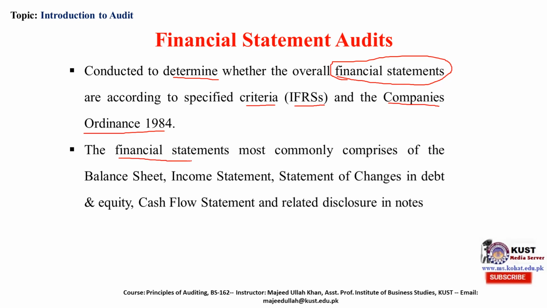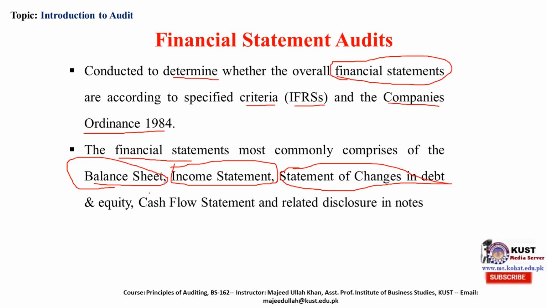Financial statements, which we have already discussed, are the balance sheet, income statement, statement of changes in equity, and cash flow statement, and related disclosures in the notes to the financial statements. The balance sheet, whose other name is statement of financial position, shows how many assets the company owns and how much is financed by debt and how much by shareholder equity.